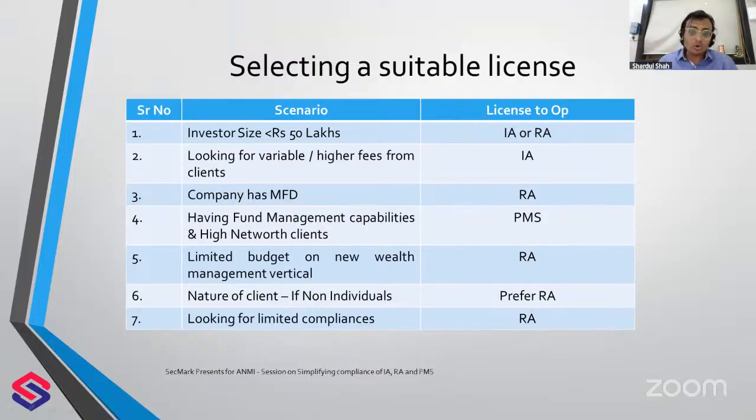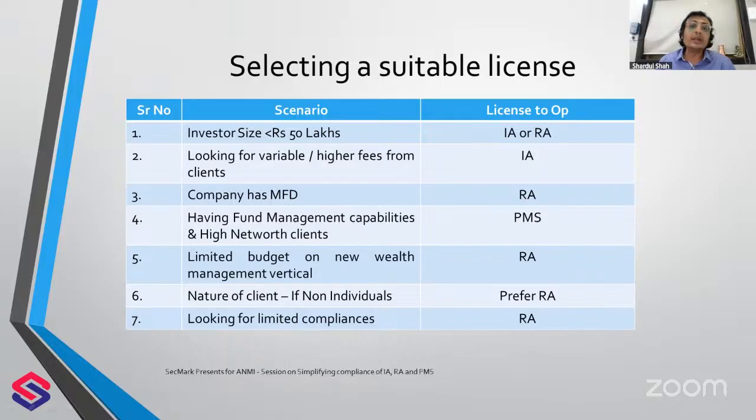Suppose your company has good fund management capability and good high net worth clients, then PMS would be an ideal license because there is no fees restriction, good value business is there, and the growth prospect is much higher as compared to IA and RA.